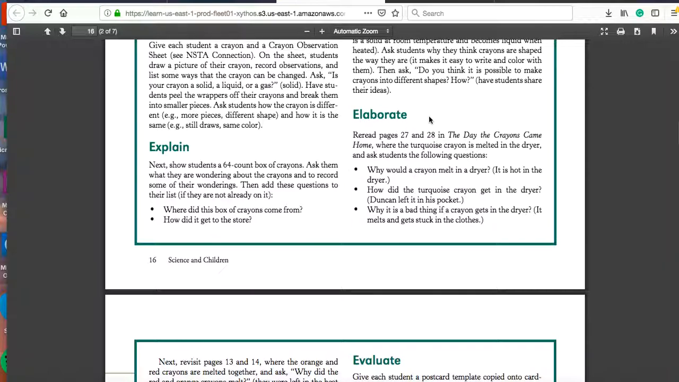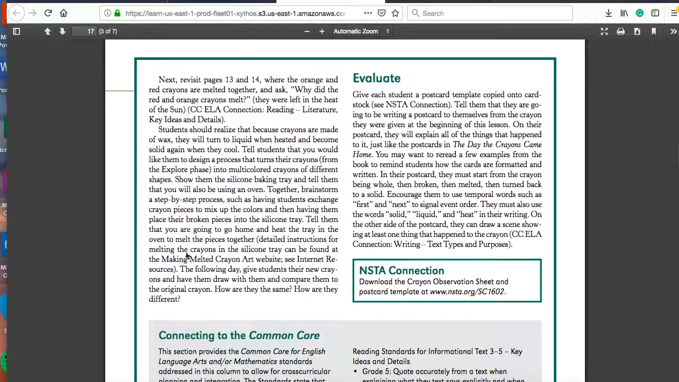During the Elaborate portion, the teacher wants to illustrate the scientific and reading comprehension that was taught throughout the lesson. By rereading pages 27 and 28, which talk about a turquoise crayon being melted in the dryer, the teacher can ask different questions to make sure that students fully understand the chemical process that happened during the book. The teacher also poses a more challenging critical thinking question, such as asking them how they could create a design process to turn their crayons into multicolored crayons of different shapes.